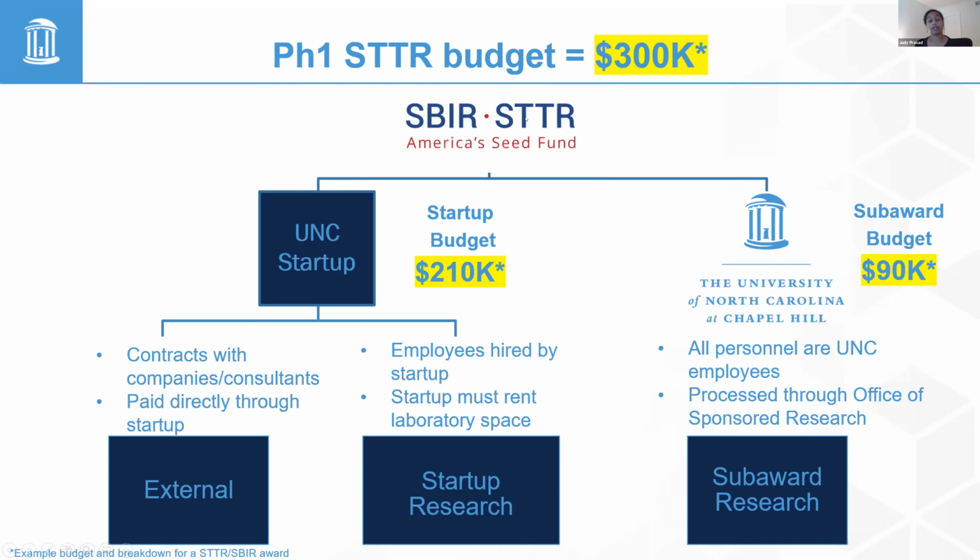Of the remaining budget, if 90K is awarded to a subaward, that leaves 210K for the startup itself to be distributed between either startup research or external contracts. Sam went through a couple of examples of these. This includes things like working with CROs, service providers, and consultants. The point is, this is money that the UNC startup has to spend externally. And this is external to their research, which would be conducted by employees hired by the startup and also requires the startup to rent laboratory space.